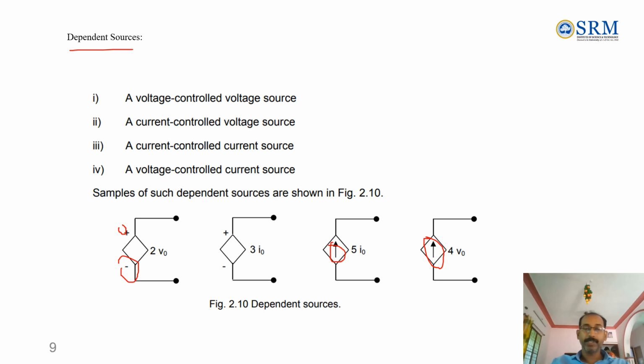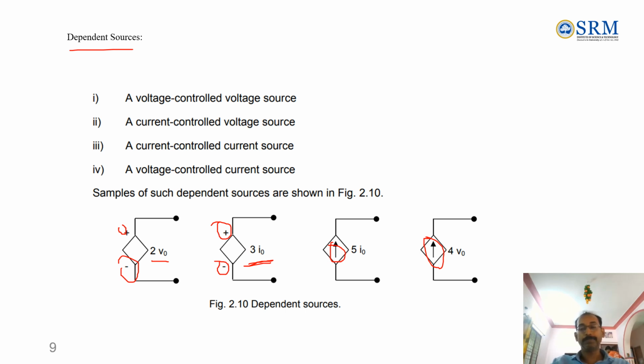So this symbol represents a dependent source. This plus minus, if you find it, is called a voltage source. It depends on some other branch voltage, so you can call it a voltage dependent voltage source, right? This one again, the symbol is a dependent source, and this plus minus represents a voltage source. It depends on what? Some branch current, right? So you can call this source a current dependent voltage source.